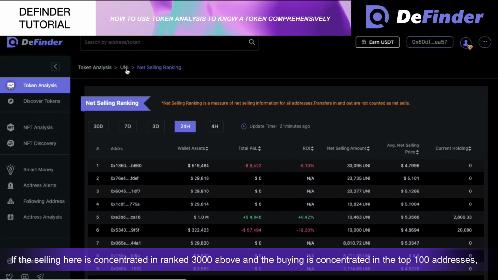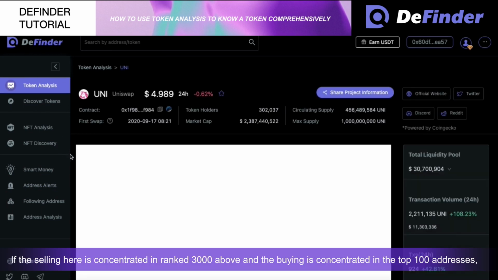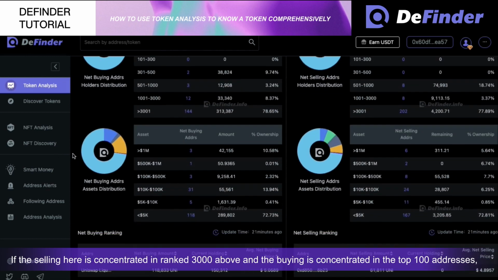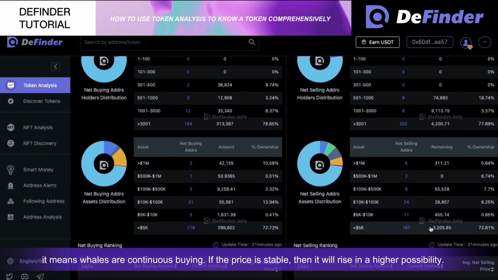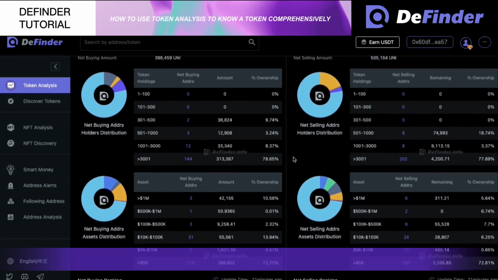If the selling here is concentrated in ranked 3,000 above and the buying is concentrated in the top 100 addresses, it means whales are continuous buying. If the price is stable, then it will rise in a higher possibility.